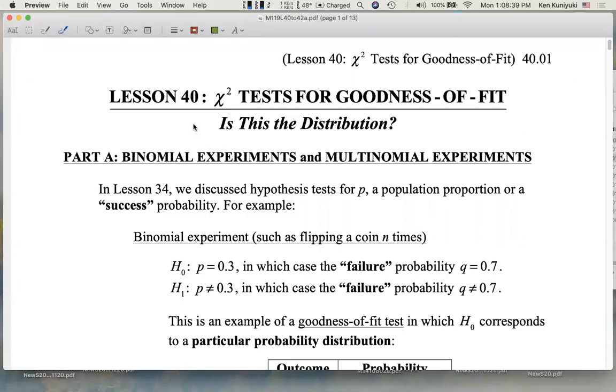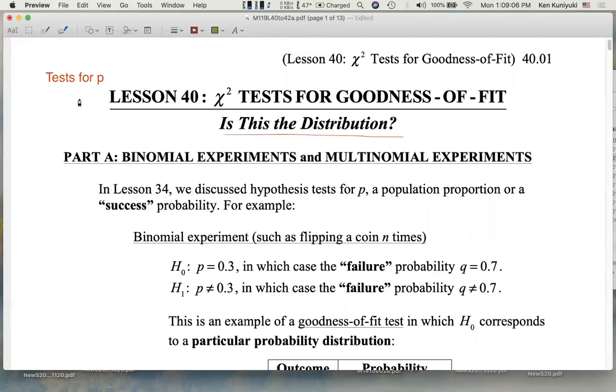Hi everyone, we're going to do lesson 40 on chi-square tests for goodness of fit. Is this the distribution or is it something else? Now we've actually already done a simple version of this kind of test back when we were doing tests for P, a population probability or proportion. That was back when we had binomial experiments. But now we're going to extend to multinomial experiments.